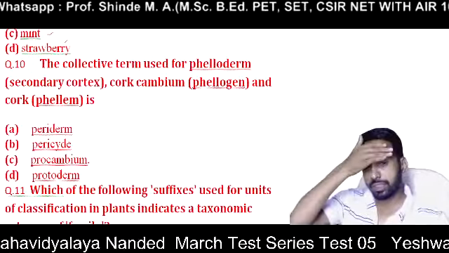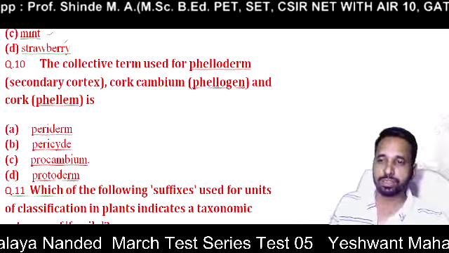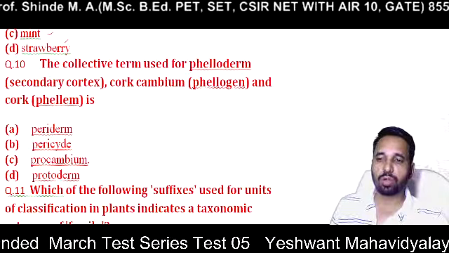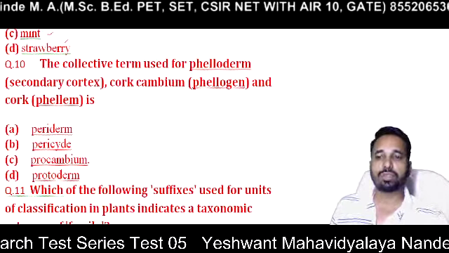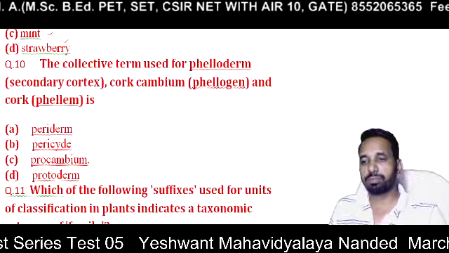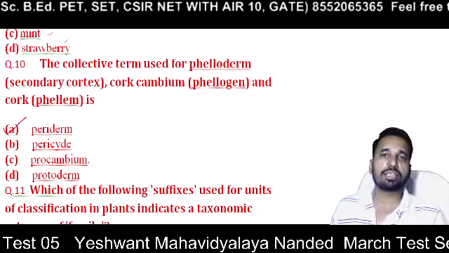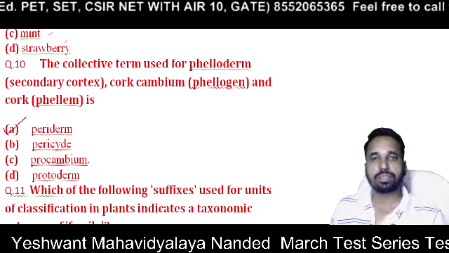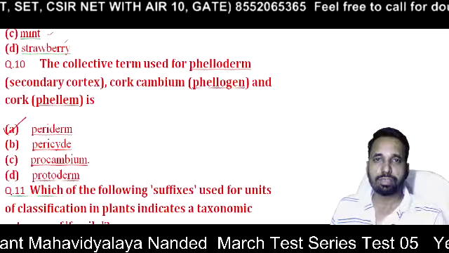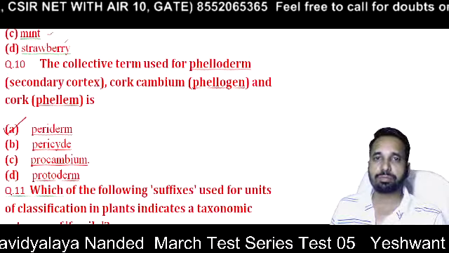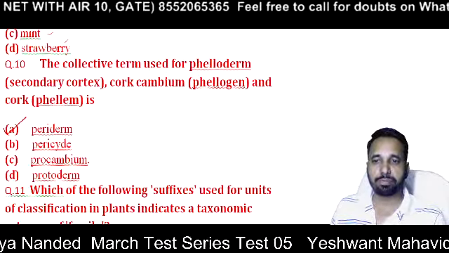Next one, the collective term used for phylloderm, secondary cortex, cork cambium and cork, that is phellem. So collective term, what is it? It is periderm. I hope you can recollect it at the right time, because this is the part where I remember I have stressed many times. You shouldn't forget this periderm.